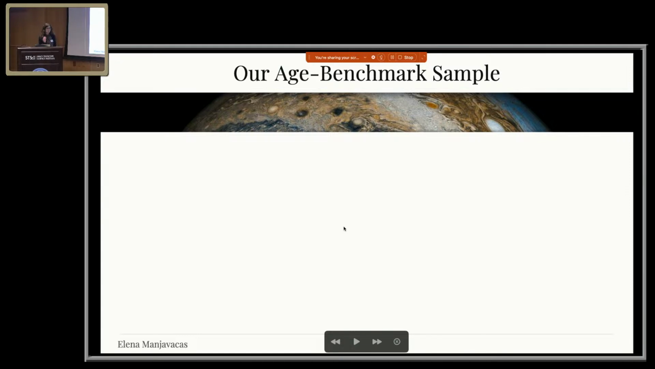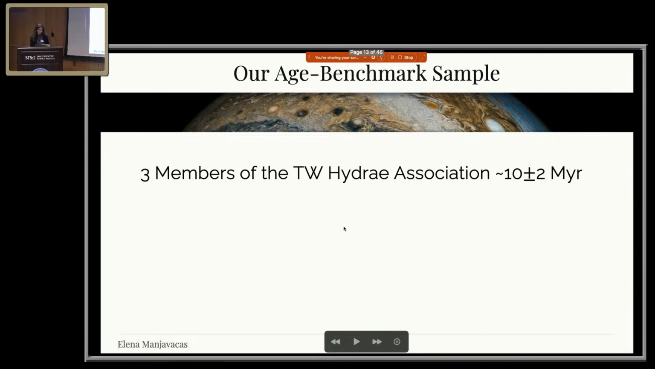Well, the very first thing you need to keep in mind is that this is an age benchmark sample. Given a brown dwarf, again in contrast with stars, we don't have any idea of the age or the mass, because there is no main sequence. So the only way we can estimate the age of brown dwarfs is if they belong to a young moving group or an open cluster or something like that. In this sample, we were very lucky because we got 3 members of the TW Hydra Association, which is 10 million years old. So it's also very young.